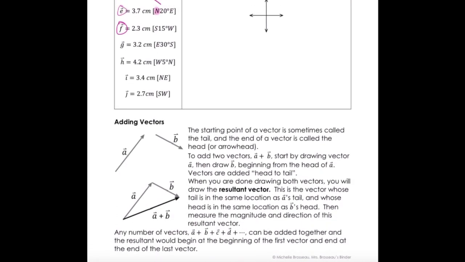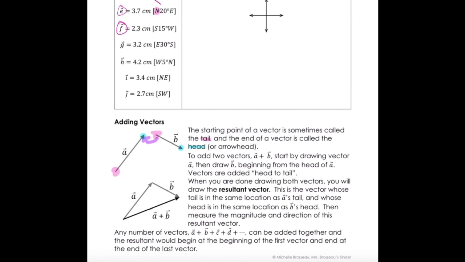Okay, so the starting point of a vector is sometimes called the tail. The tail would be this portion of the line. And then the end of the vector is called the arrowhead or head. So this portion. To add the two vectors, A and B, you start by drawing the vector A, then draw B beginning from the head of A. So this point here should start at that point there, because at the head of A is where the tail of B begins.